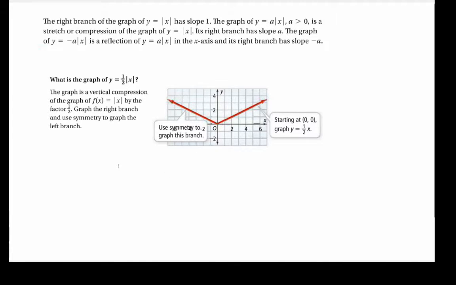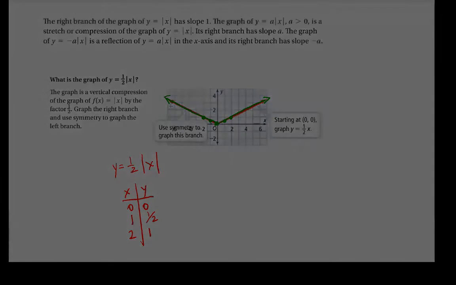So what we would do is make a table here real quick. The vertex is still 0, 0, correct? Here we have 0, 0. Here we have 1, 1/2, and here we have 2, 1. So if we draw the right branch out, as it says, we know that absolute value functions are symmetric. So if we wanted to plot some points, we could come over here. We could plot negative 1, 1/2. We could plot negative 2, 1, and so on, and draw our left branch.